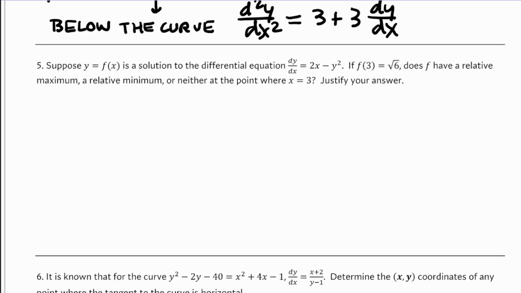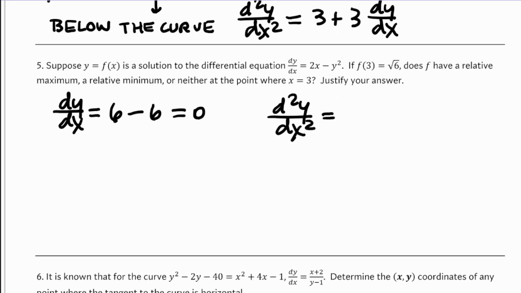Okay, so what we're going to do is we're going to check dy dx. And if dy dx comes back not 0, then we would say neither. But usually it's going to come back 0. So it's going to be 2x, which is 2 times 3, minus y squared, square root of 6 squared is going to be 6, and that's 0. So that means we might be sitting in an extrema. And in AP Calculus, we probably are if dy dx is 0. Okay, we're going to need to take the second derivative.